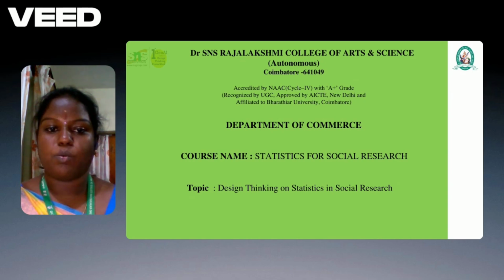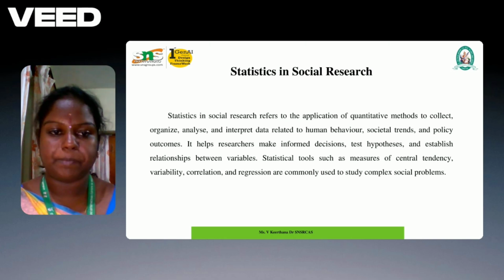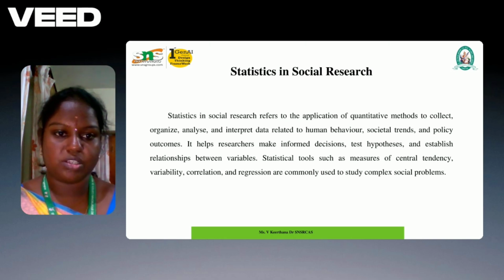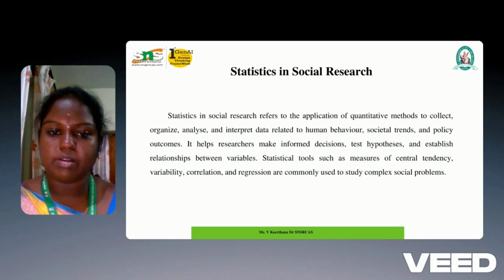First we can see what is statistics. Statistics in social research refers to the application of quantitative methods to collect, organize, analyze, and interpret data related to human behavior, societal trends, and policy outcomes. It helps researchers to make informed decisions, test hypotheses, and establish relationships between variables. Statistical tools such as measures of central tendency, variability, correlation, and regression are commonly used to study complex social problems.